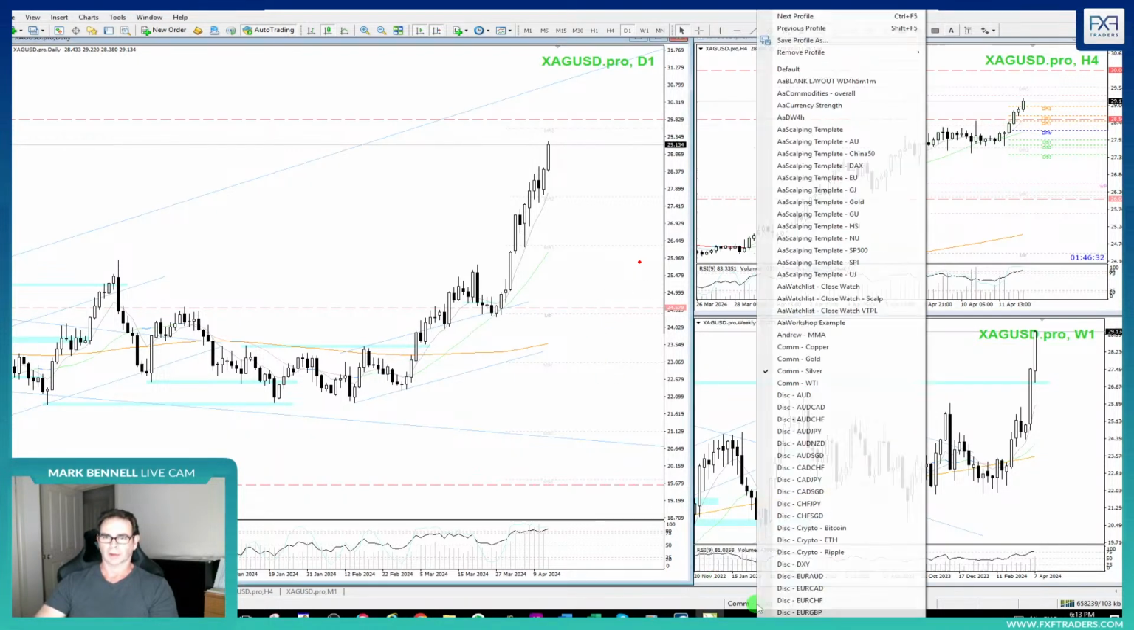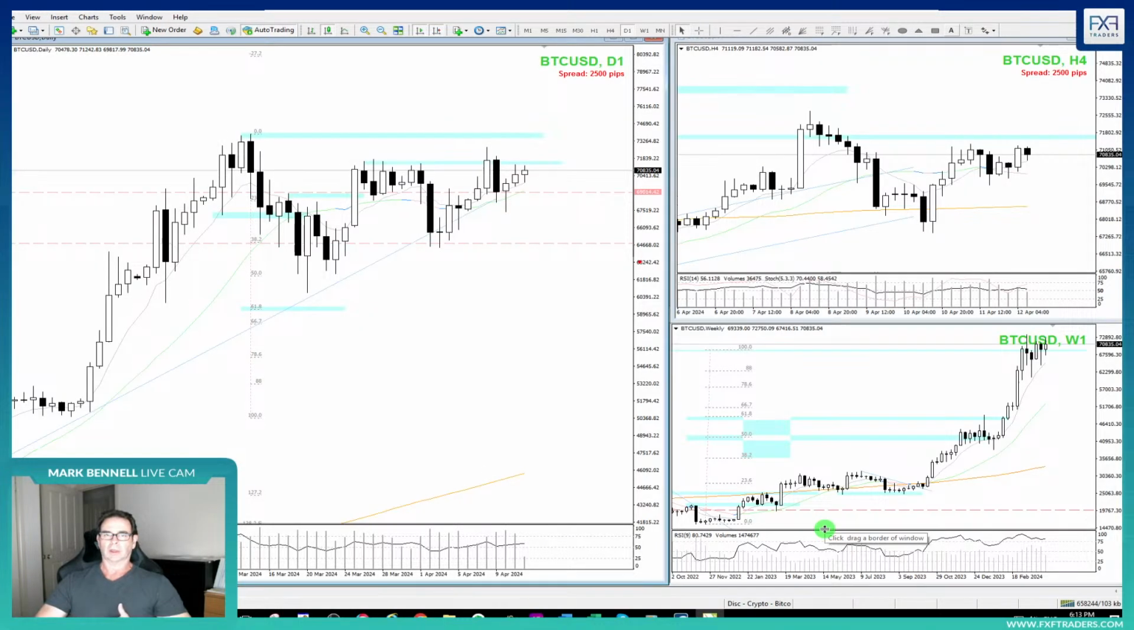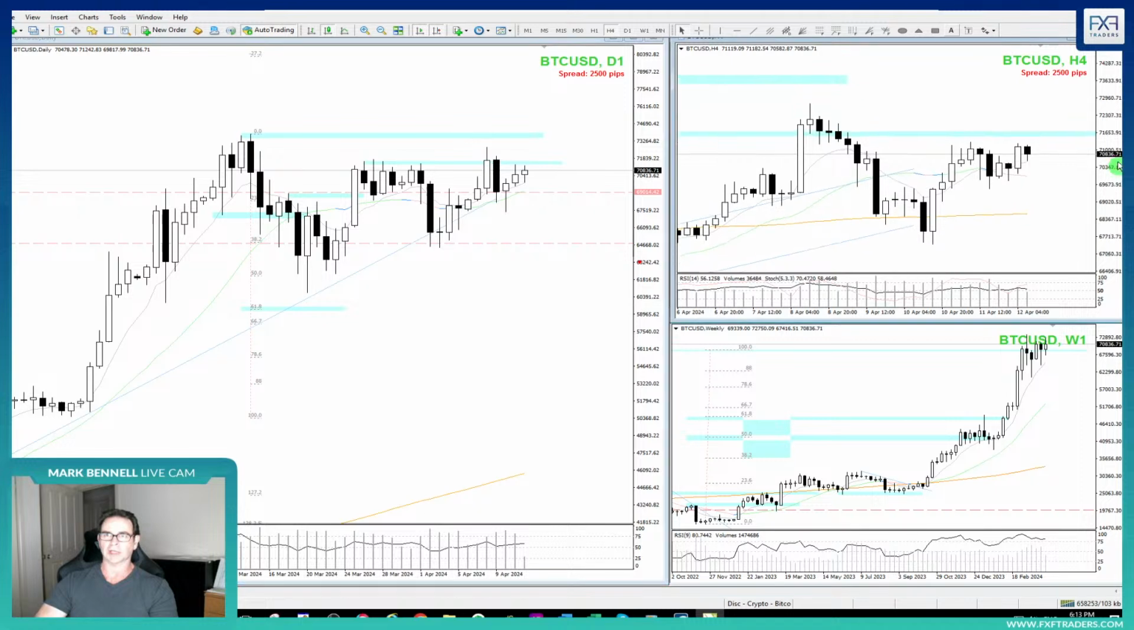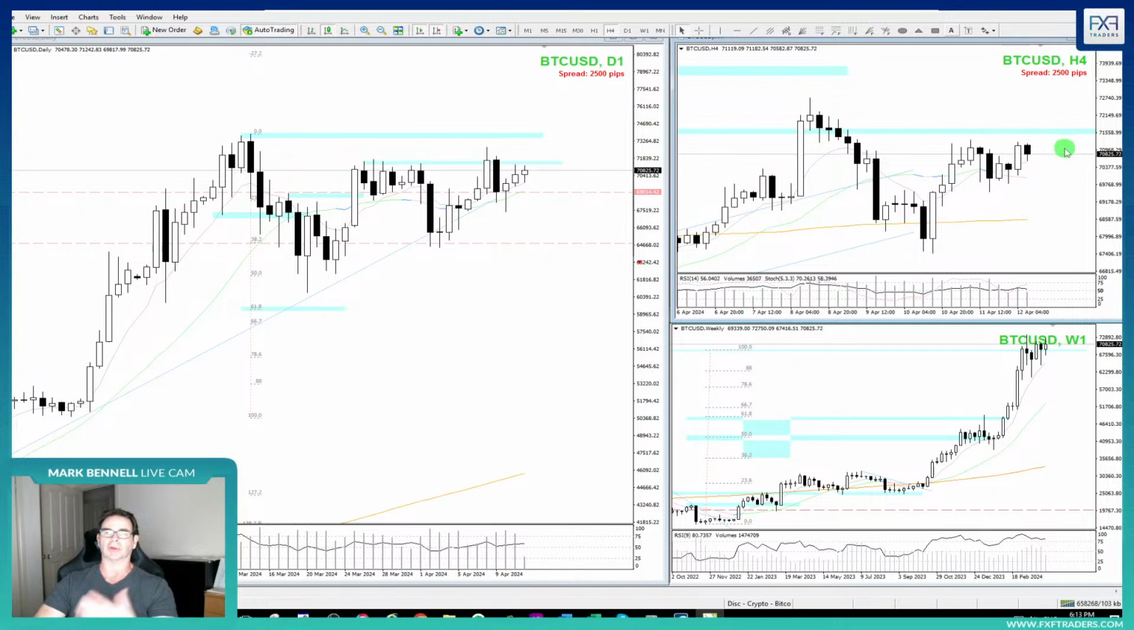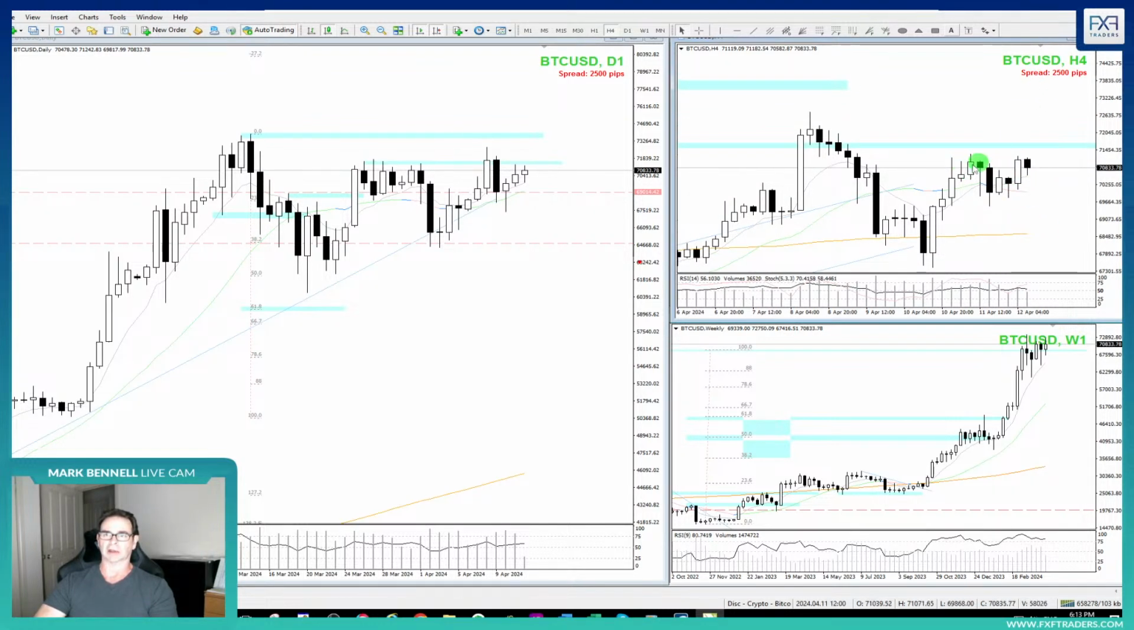All right, so let's do the cryptos. The Bitcoin, I still like Bitcoin. We're still trying here for this move. Same thing here. Bitcoin is stronger than the US dollar. Well, obviously, but the US dollar is very strong. So Bitcoin's even stronger. So what does that tell us? That what we're looking for here is valid.